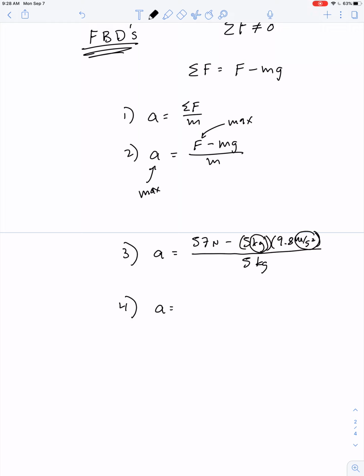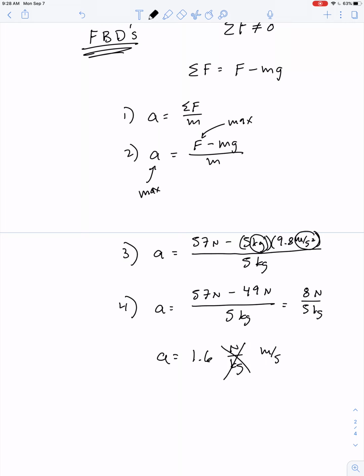So this tells us the acceleration is 57 newtons minus 49 newtons, all divided by 5 kilograms. This is 8 newtons divided by 5 kilograms, which gives us an acceleration of 1.6 newtons per kilogram, but a newton per kilogram is the same as a meter per second squared. So there you have it. That's the greatest upward acceleration that you could provide without the bag ripping.